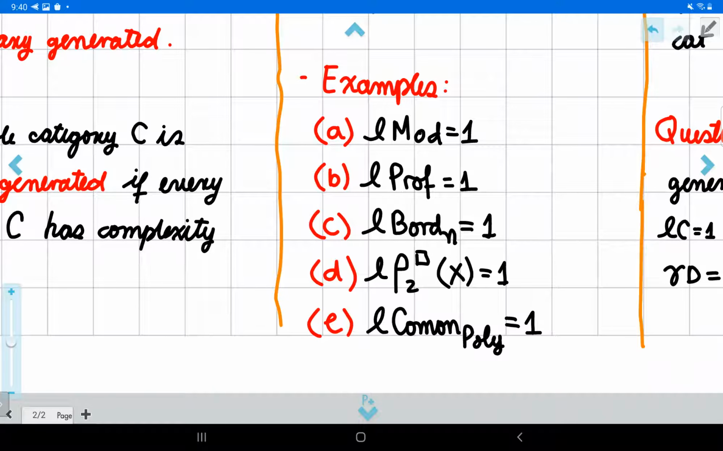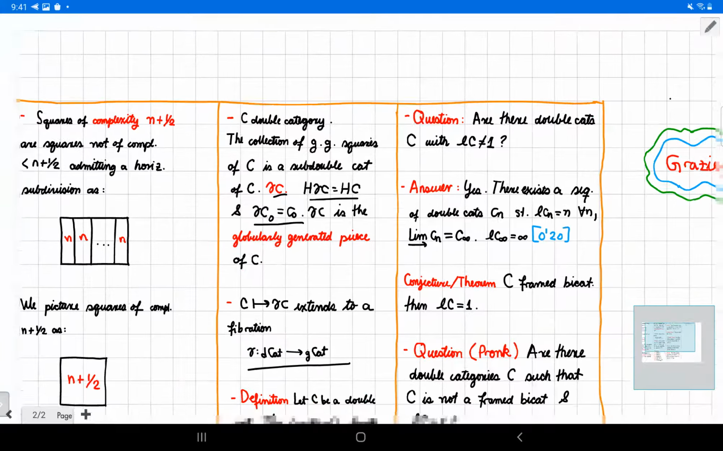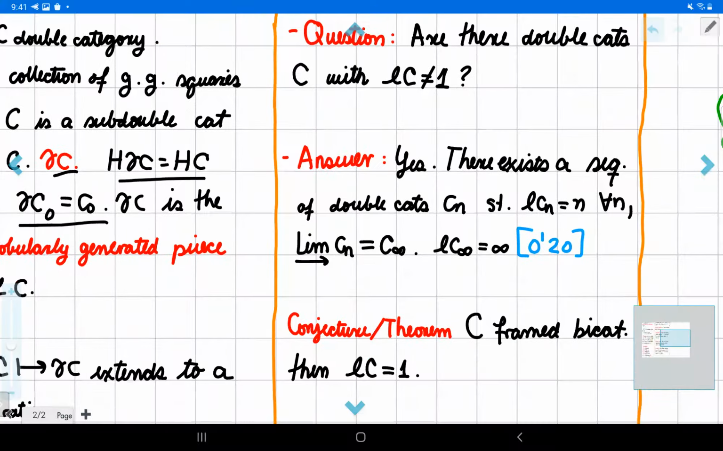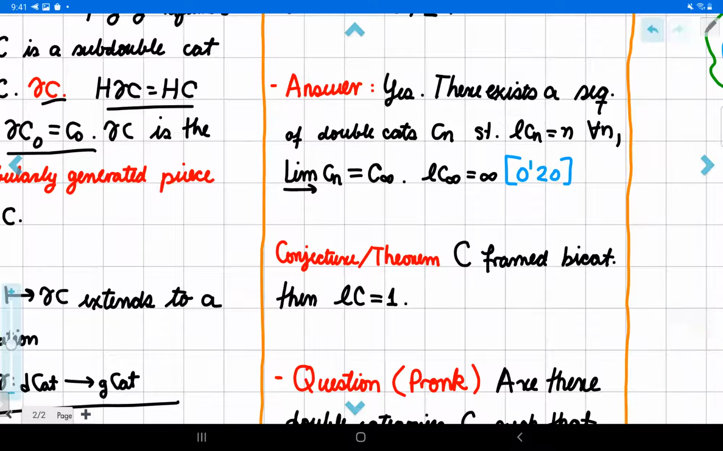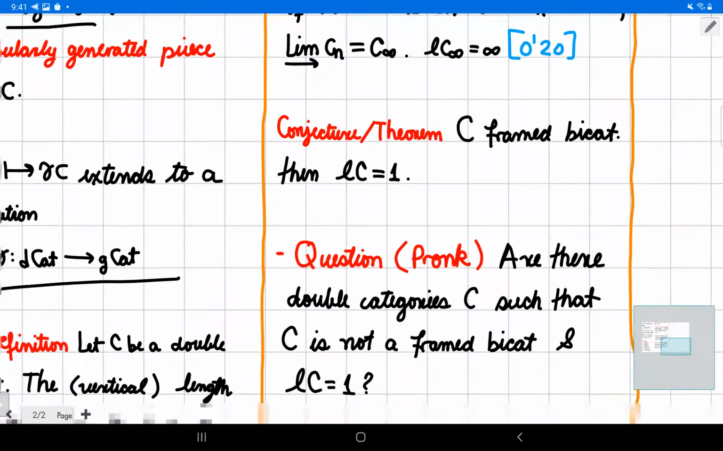Well, first, the length of all these double categories here, the double category of bimodules, the double category of profunctors, the double category of bordisms, the homotopy double groupoid of a topological space, or the double category of polynomial comonoids, they all have length 1. So we have the natural question: are there double categories with length different than 1? The answer is yes. There exists a sequence of double categories with length n for every n. And we can actually take the limit, and the limit has length infinity.